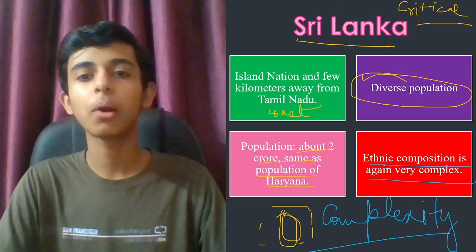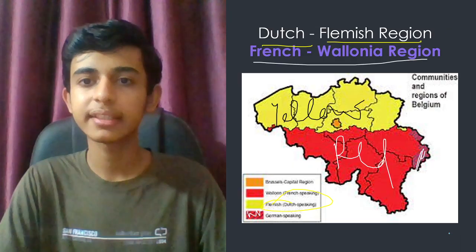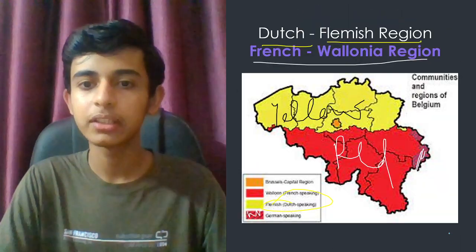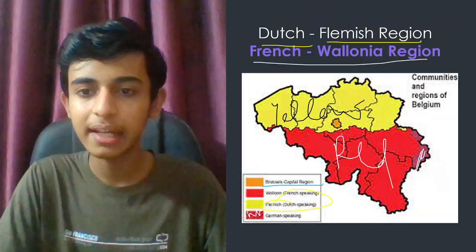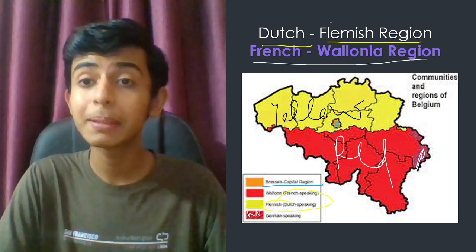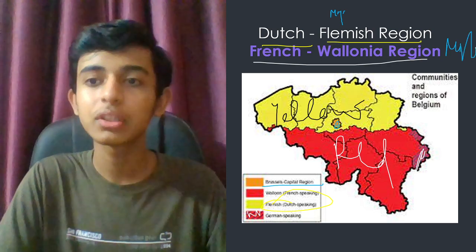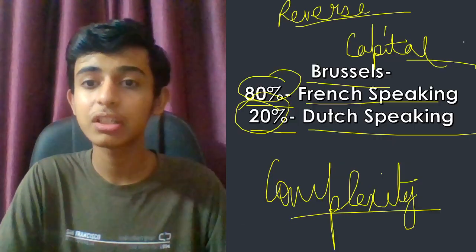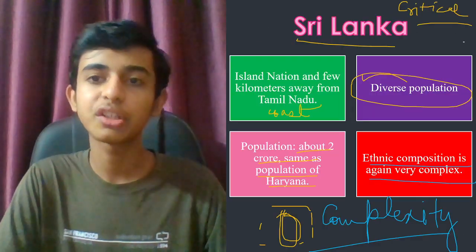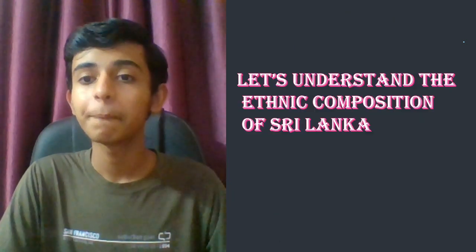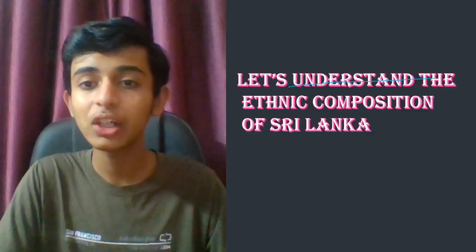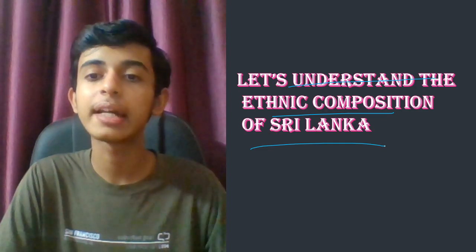But here what is the problem? Like in Belgium, which we just discussed, just look at the map. This is Brussels. Here everything was different. Dutch people were the majority and French people were in minority. This was the problem. And the French were very powerful and rich, the Dutch weren't. Here, let's try to understand the ethnic composition of Sri Lanka.